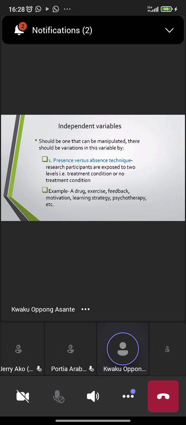Or we want to find out how lecturers' feedback influences student performance. So some students, you don't give them feedback at all, but others you give them feedback when they bring their assignment, and they want to know whether this will influence their performance. So that is the first level in which we can vary the independent variable. Remember, it is presence and absence.